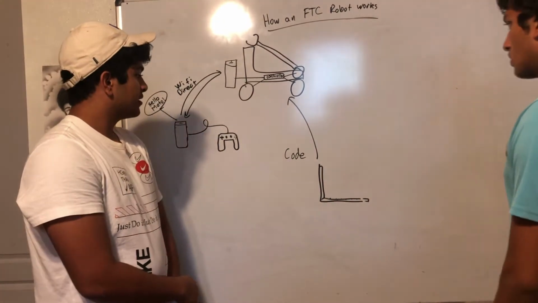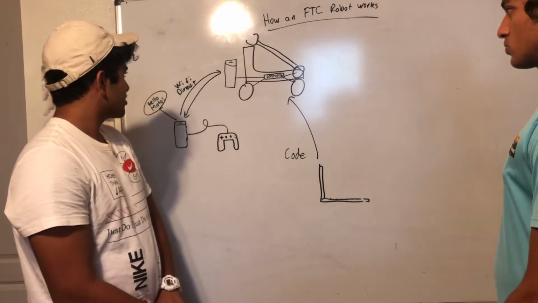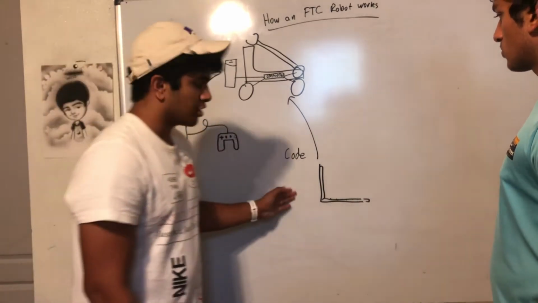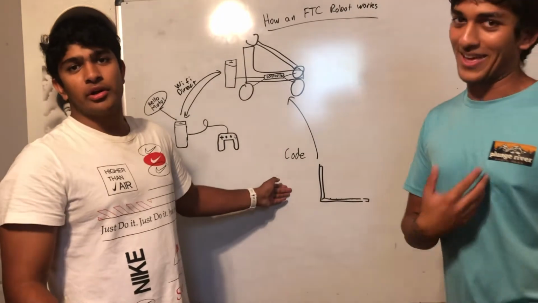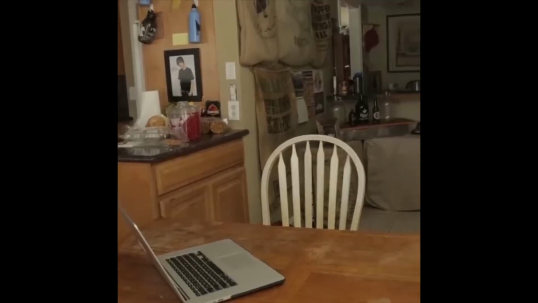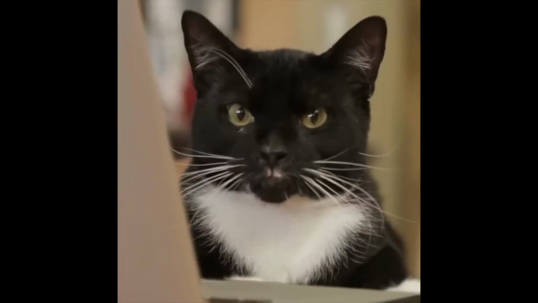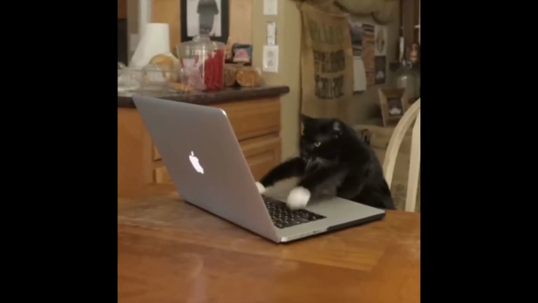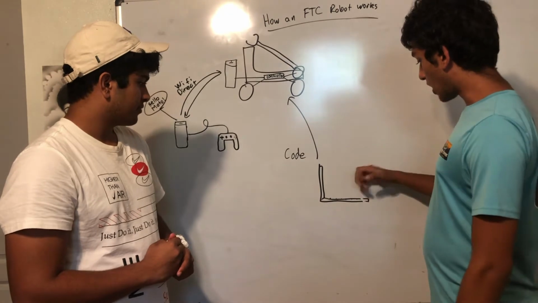So today we're talking about everything involved in making your robot run. It all starts with the code. Most important. The robot cannot run without the code. That's what our programmers, like me, do. We're able to type it away on a computer.